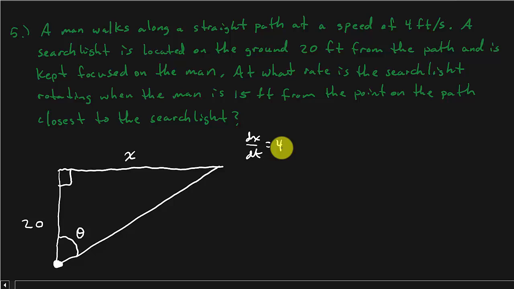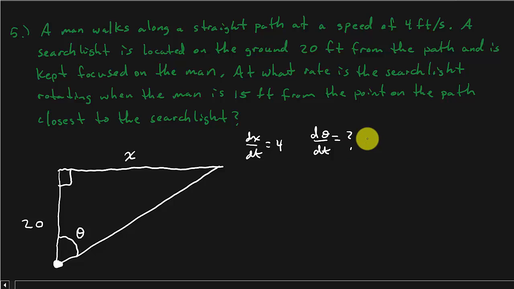Searchlight is located 20 feet from the path and is kept focused on the man. At what rate is the searchlight rotating? Okay, so they want to know how fast this angle is changing. How fast it's rotating, right? Isn't that what an angle does, rotate? And so we're looking for d theta dt. That's what we're looking for.